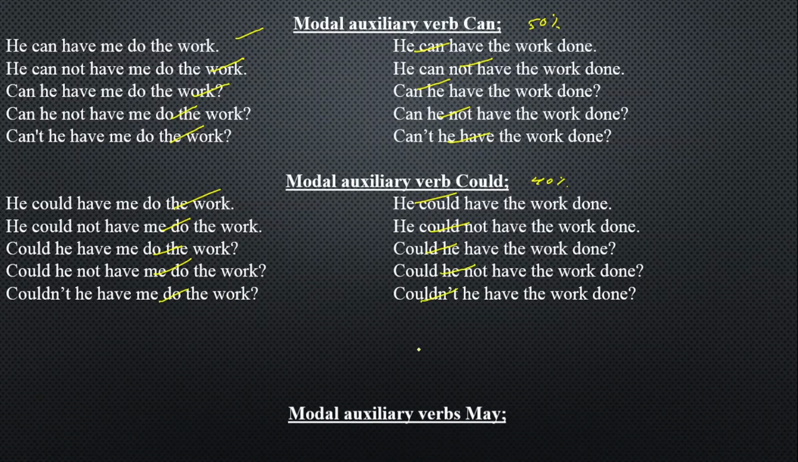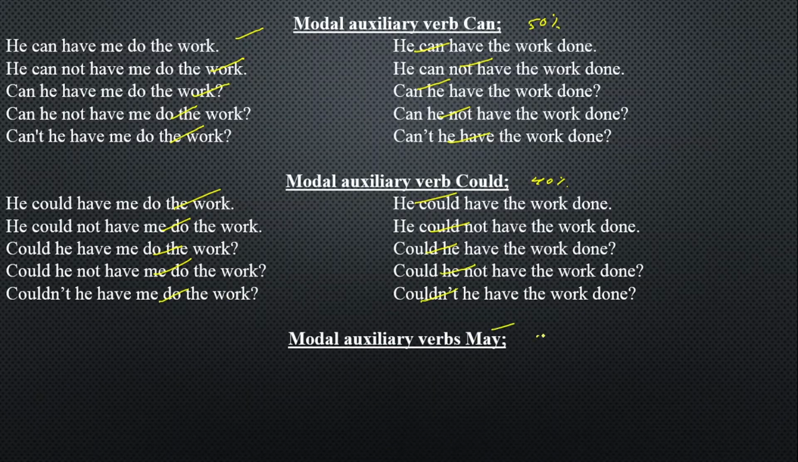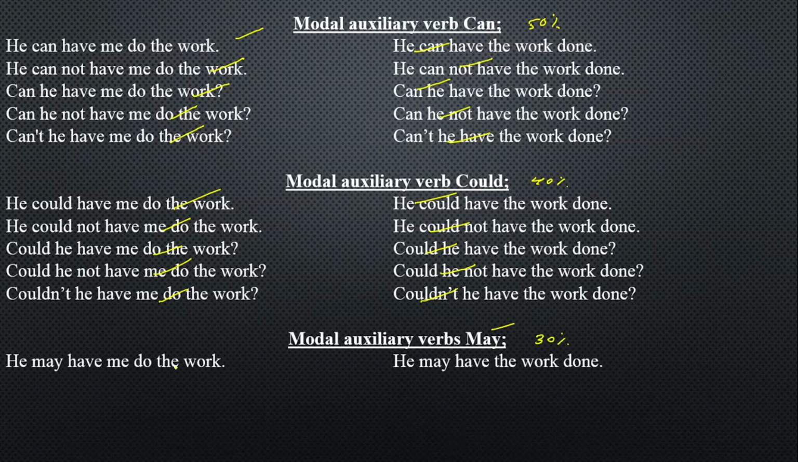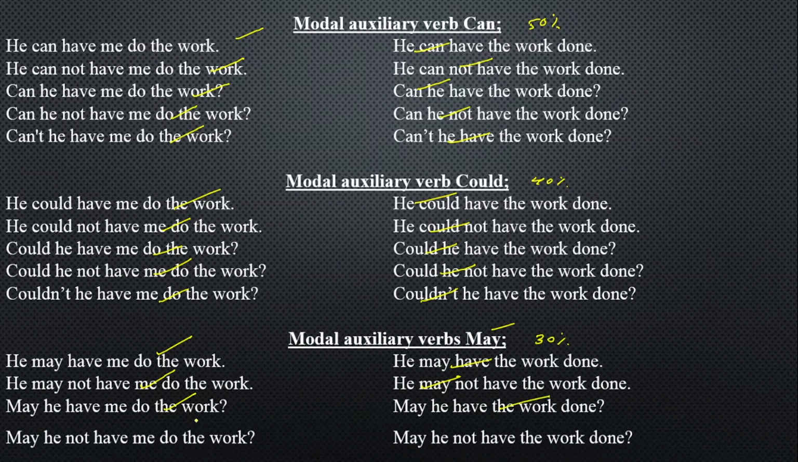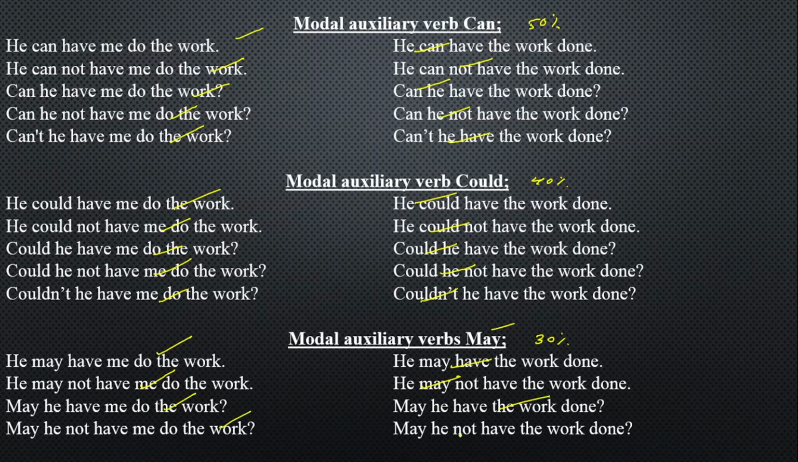Next we have got modal auxiliary verb may, which is used for 30%. He may have me do the work, he may have the work done. He may not have me do the work, he may not have the work done. May he have me do the work, may he have the work done? May he not have me do the work, may he not have the work done? Mayn't he have me do the work, mayn't he have the work done?